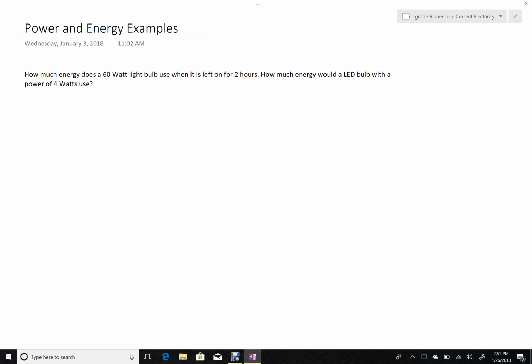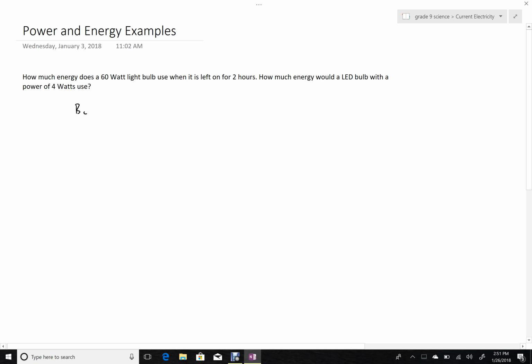So here we have our given. Let's just start with our normal bulb. Our power for the bulb is 60 watts. Remember, that means that we're using 60 joules in each second. That's what a watt means. And it's left on for 2 hours. So our time is 2 hours.